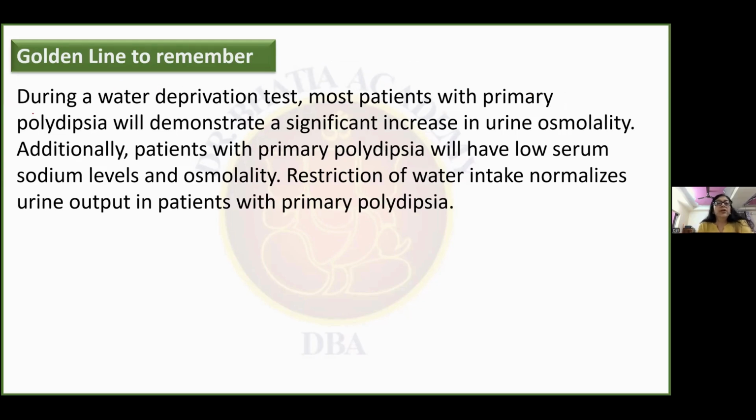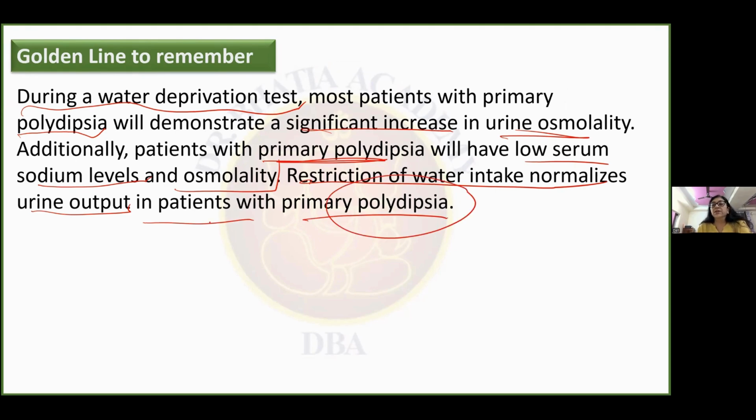Golden line to remember: during a water deprivation test, most patients with primary polydipsia will demonstrate a significant increase in the urine osmolality. Patients with primary polydipsia will have low serum sodium levels and osmolality. Restriction of the water intake will normalize the output in patients with primary polydipsia.